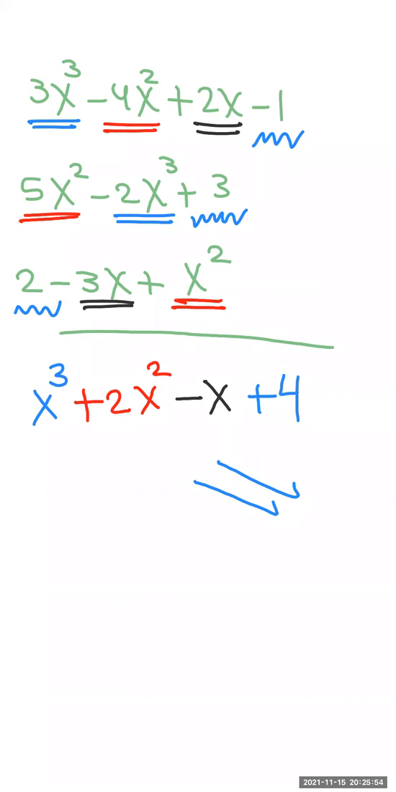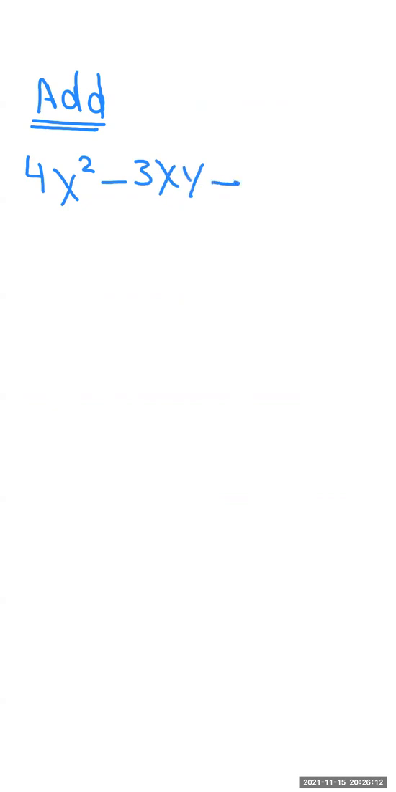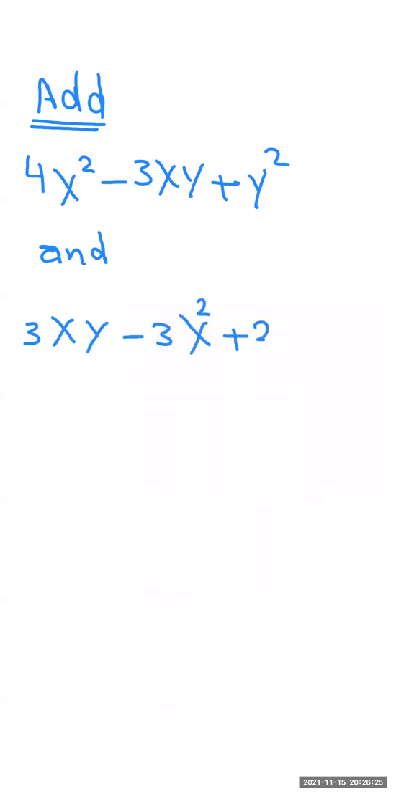Okay, next question. Add 4x squared minus 3xy plus y squared and 3xy minus 3x squared plus 2y squared. Okay, how to solve this question?